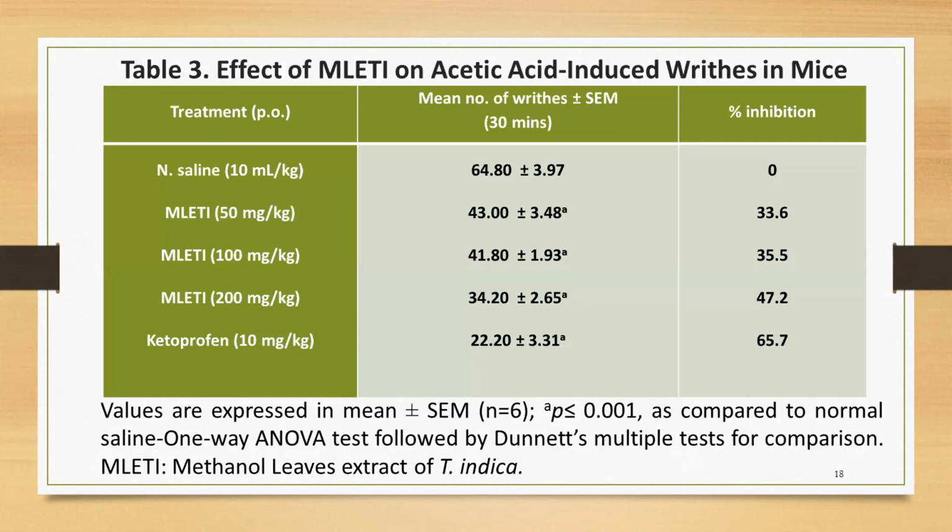This Table 3 shows the effect of the extract on acetic acid-induced writhing in the Wistar rat. And it shows that there was a significant difference when compared to the normal saline group, that is the control. The phytochemicals that are present in this extract may have been responsible for the effects. That shows that the extract is potent in terms of the analgesic activity of the plant.